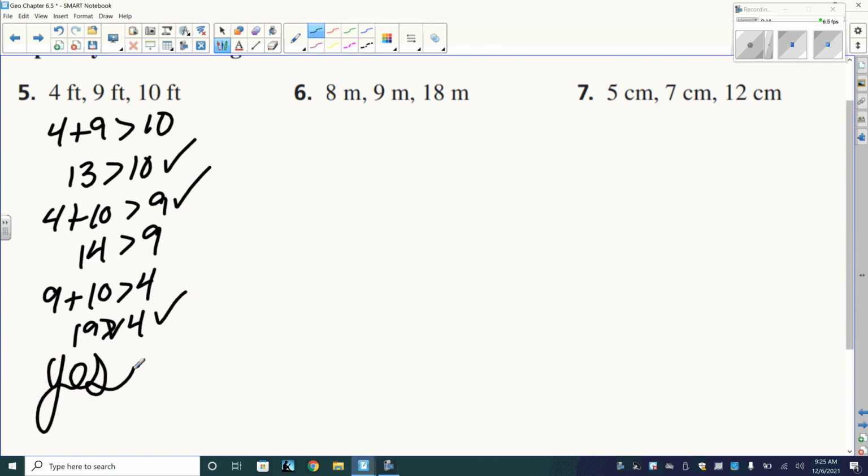Well, yes. Really, yes, because if one of these fails, it's not going to work. But really, because once we got the 10 on this side, it was going to work because it was going to be greater than the sum of the three.